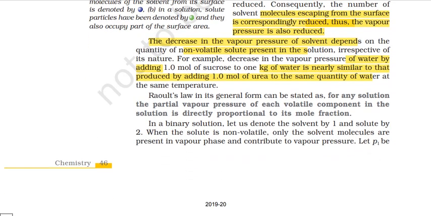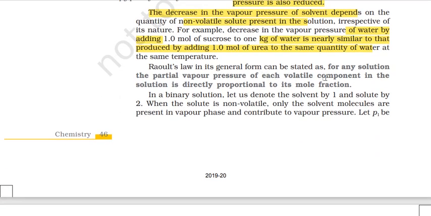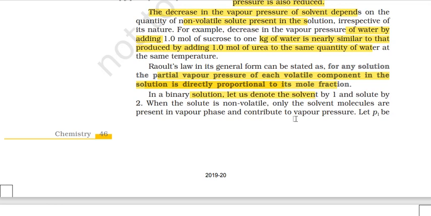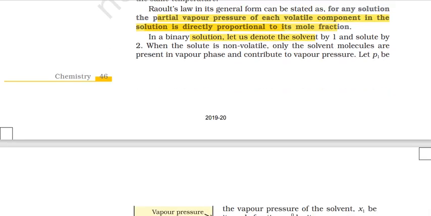Fine. Raoult's law in its general form can be stated as: for any solution, the partial pressure of each volatile component in the solution is directly proportional to its mole fraction. Now, component-wise, the partial pressure of each component will be directly proportional to the mole fraction. The more the pressure, the more the solubility. Fine, are you able to relate a little bit of Henry's law and Raoult's law together? In a binary solution, let us denote solvent by 1, solute by 2. When the solute is non-volatile, only the solvent molecules are present in the vapor phase and contribute to vapor pressure. And you know this, fine?